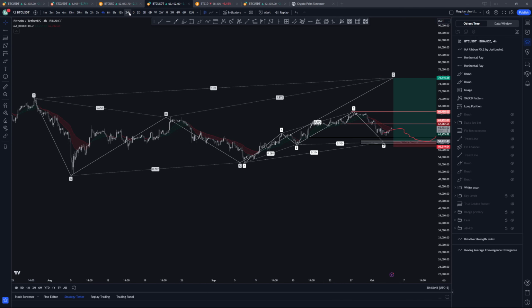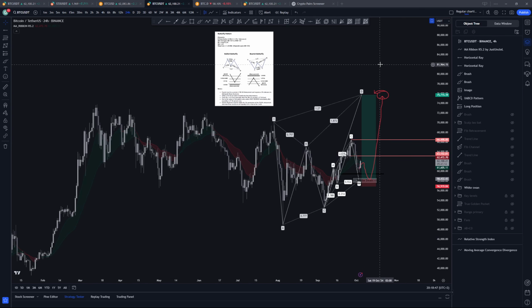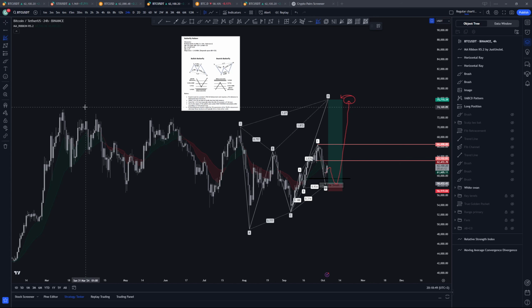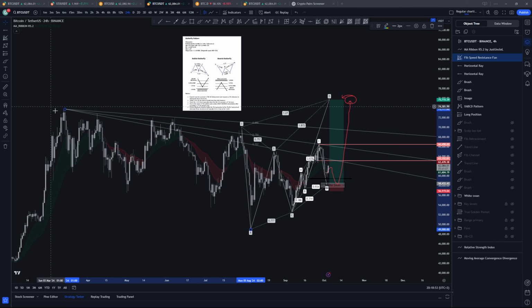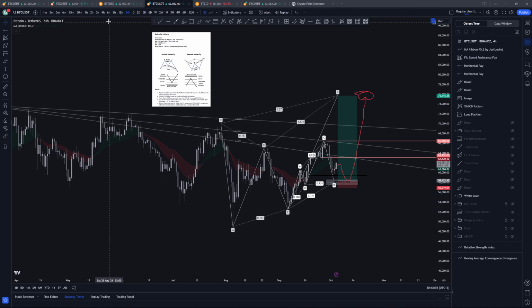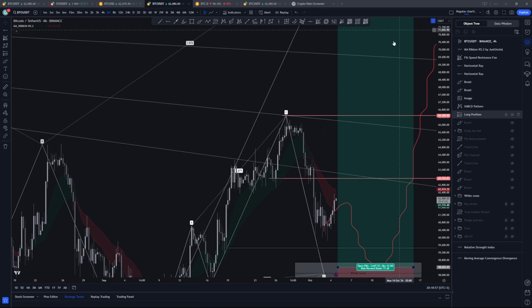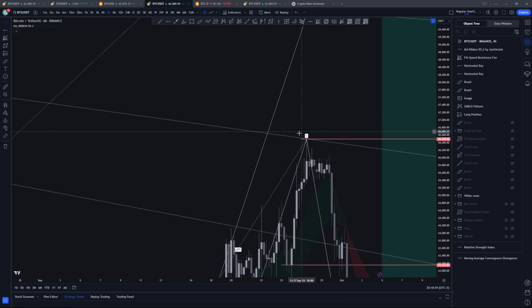If you were to zoom in a little and just place a fan, and just place it like that, literally from the high of this range to the low, it's going to zoom in and you can just see how absolutely perfect that 786 tap was.